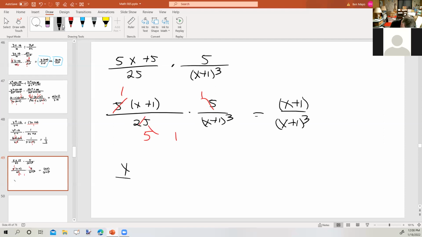What if you had x over x cubed? Wouldn't that be 1 over x squared? So this is going to be 1 over x plus 1, the quantity squared. Top exponent reduces down with the bottom exponent. Questions there? All righty.